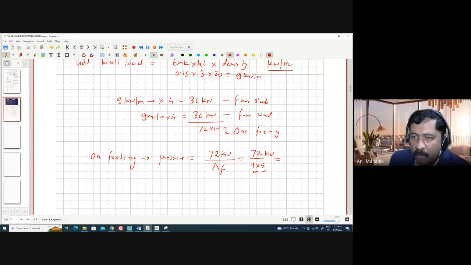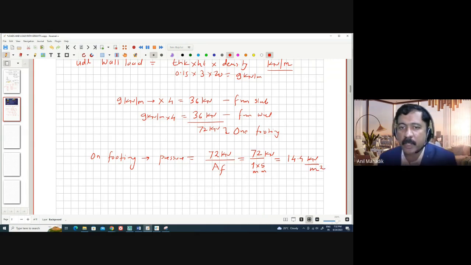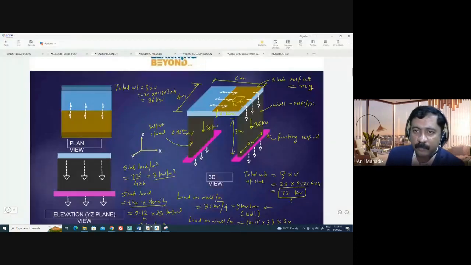Write down the units if you are a beginner, and kilonewton per meter square. So this is the load on footing. That is the pressure on footing, we can say. So this is the overall load path.